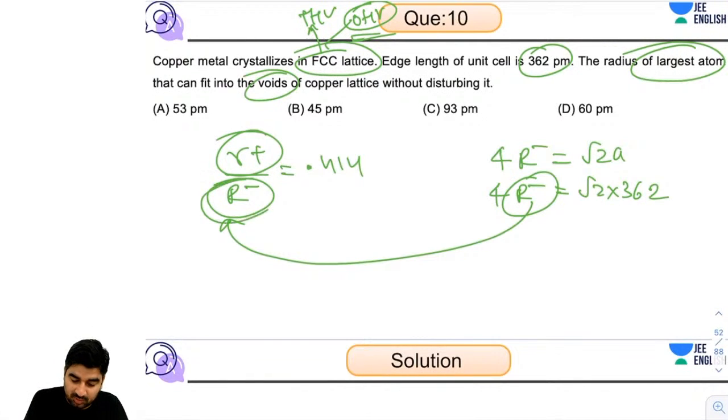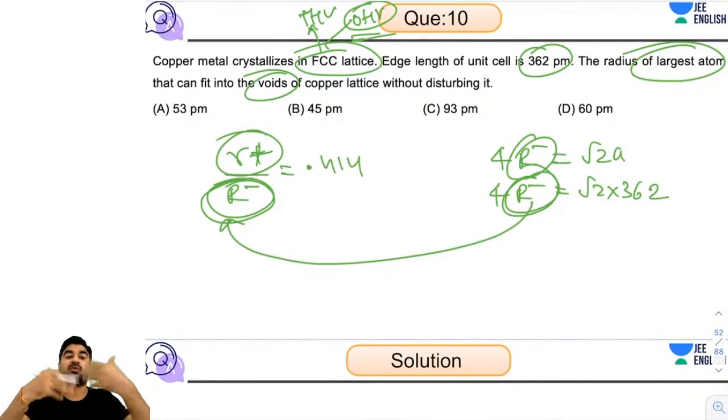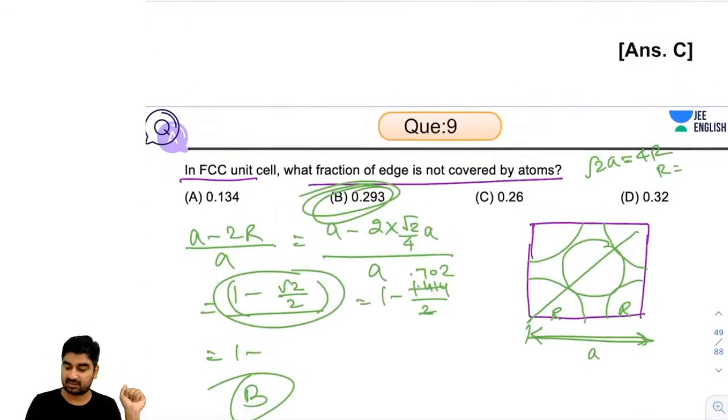So guys, you can put r minus here and then you will be getting r plus. Because this r minus, the larger ion will be forming the face centered. And what is the face centered? It will be like this. Any doubt, guys? Any doubt, please ask.